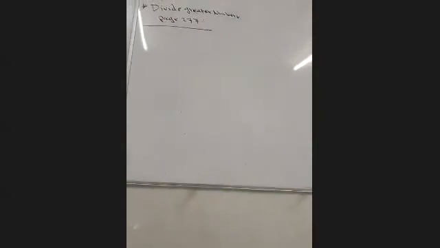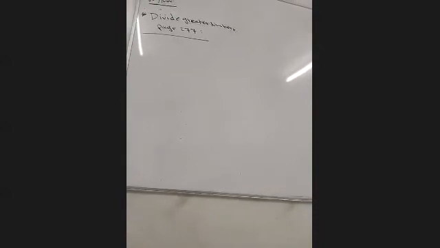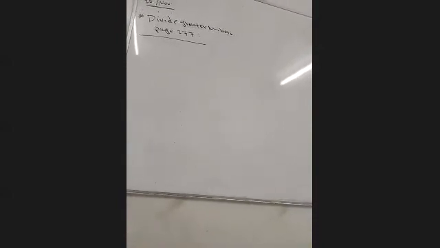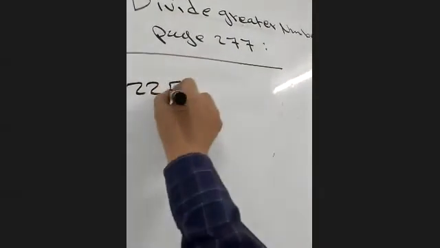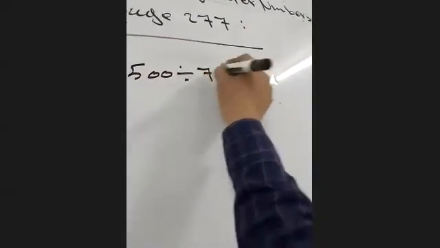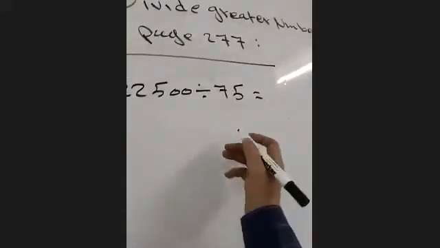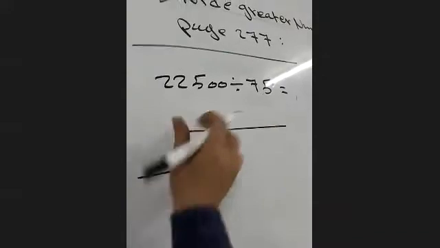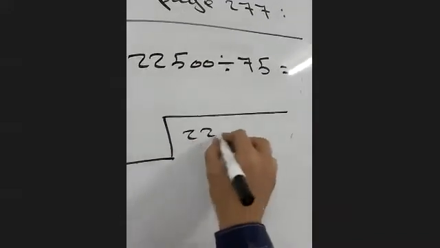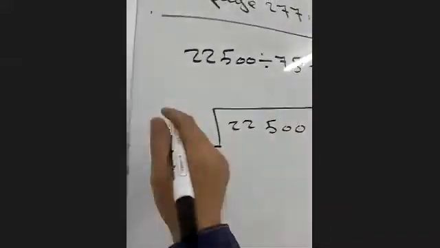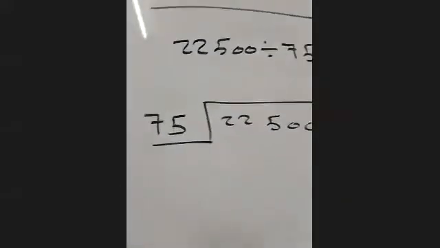For example, if we have this division, 22,500 divided by 75. Greater numbers, okay? Now, first step, we make our long division. The dividend here, 22,500 divided by 75, okay?